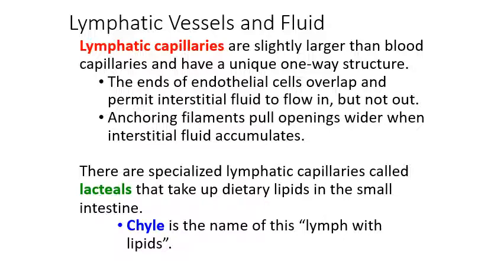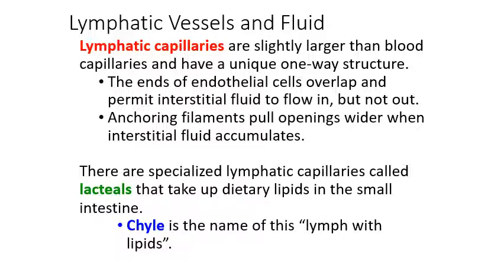Lymphatic vessels have even less pressure than veins, almost no pressure at all. So we need numerous valves in order to prevent any kind of backflow. In addition to those lymphatic capillaries, there are also some specialized lymphatic capillaries called lacteals that are associated with your small intestine. These are tiny little lymphatic capillaries that you find in the villi of the small intestine. They're going to be there to absorb dietary lipids.